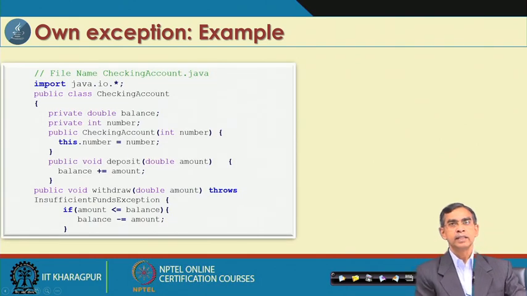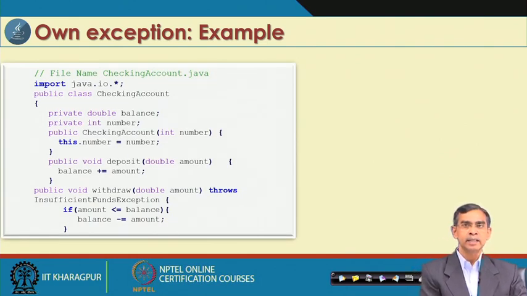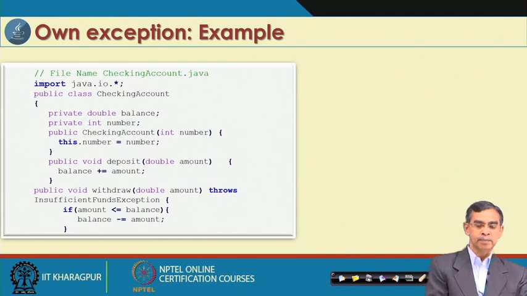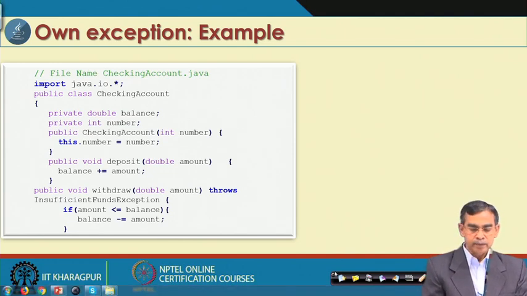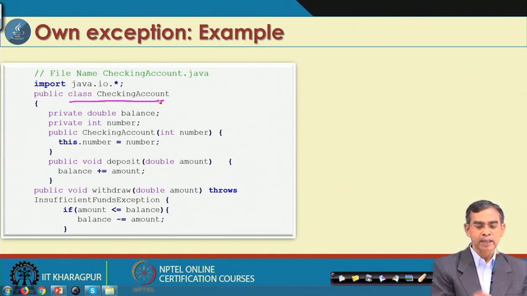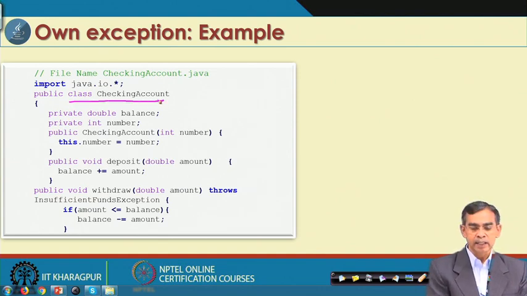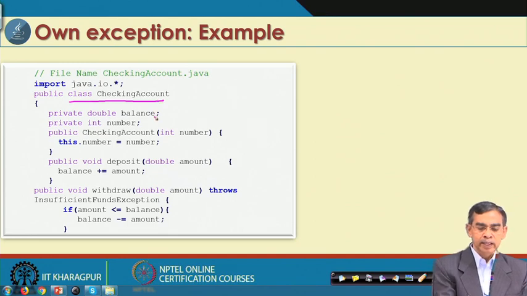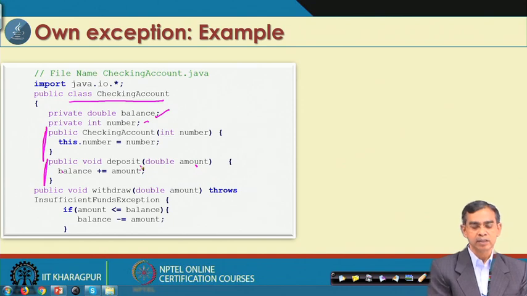Now, this exception that we have discussed here, we want to use it in our application class. So the application class is like this. There is a user defined class CheckingAccount. It will take the balance, then the number, and then there is the constructor here, and this is another method, deposit amount, and the balance will be increased.